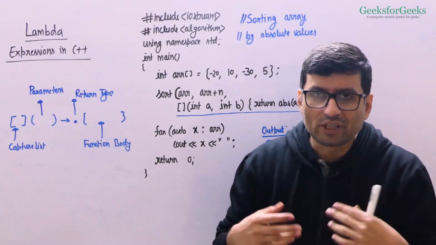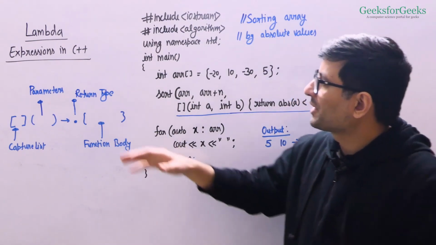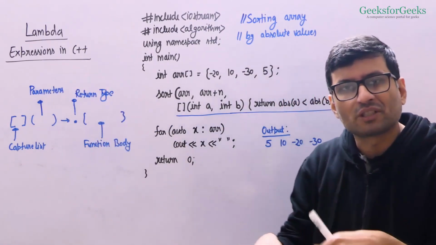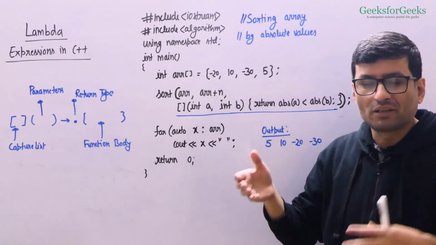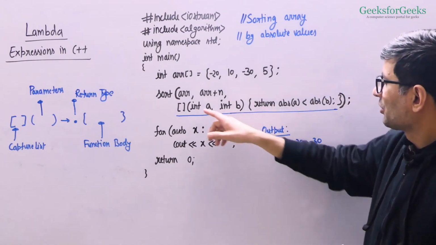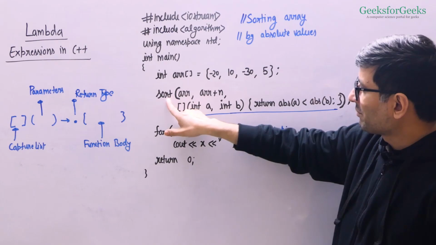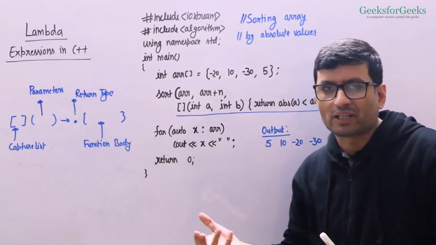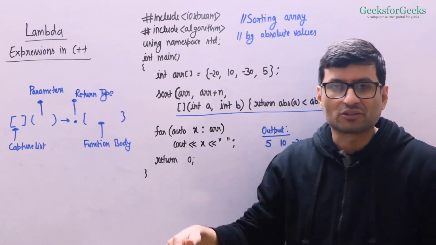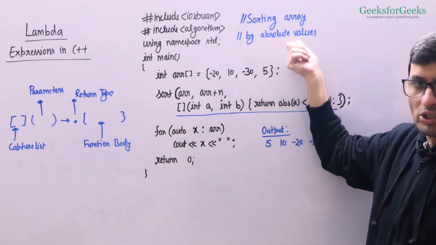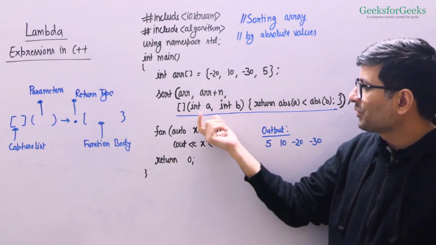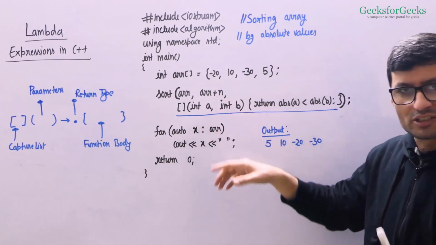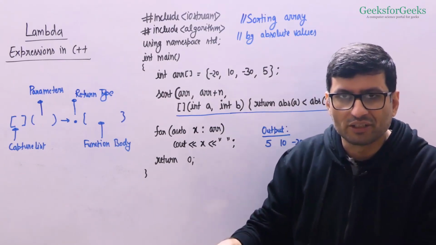You do not have to create a function. In fact, lambda expressions are also called anonymous functions. Without creating a function, you can pass the functionality or you can implement the functionality. So here we have the sort example. We pass ARR and ARR plus n, and if we do not pass the third parameter, then sort by default sorts in increasing order. Here we are sorting by absolute values, and for that purpose we are providing a lambda expression for compare, right?